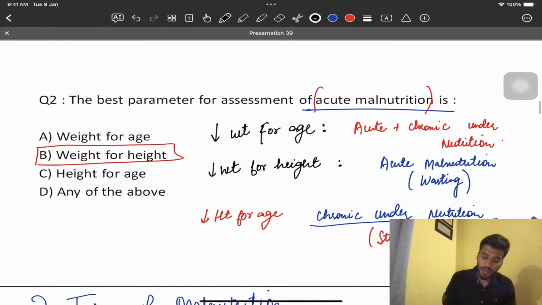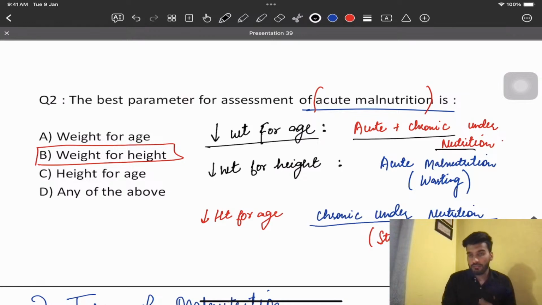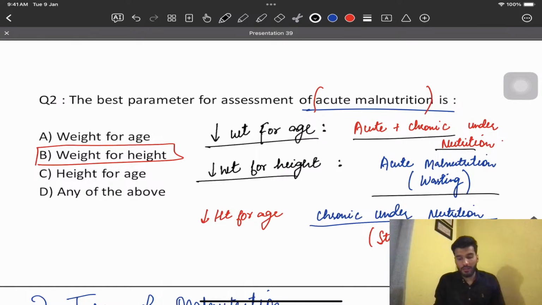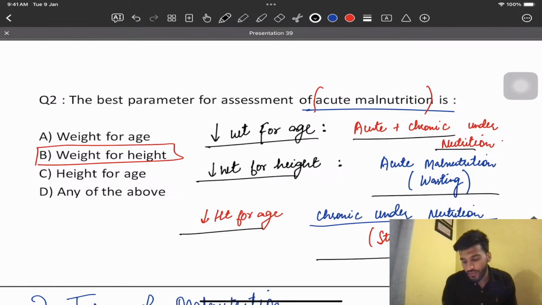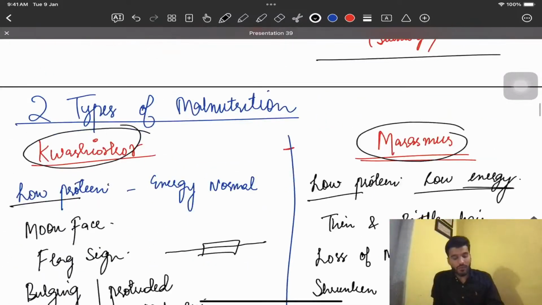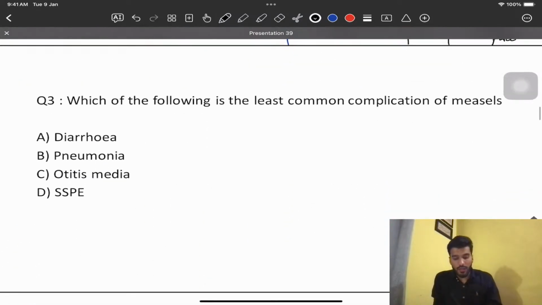And also you'll remember, guys, decrease weight for age, you go for acute and chronic undernutrition. Decrease weight for height, you go with the acute malnutrition. And decrease height for age, you go with the chronic undernutrition. Okay, so that was all about malnutrition. Let's move to the next question.